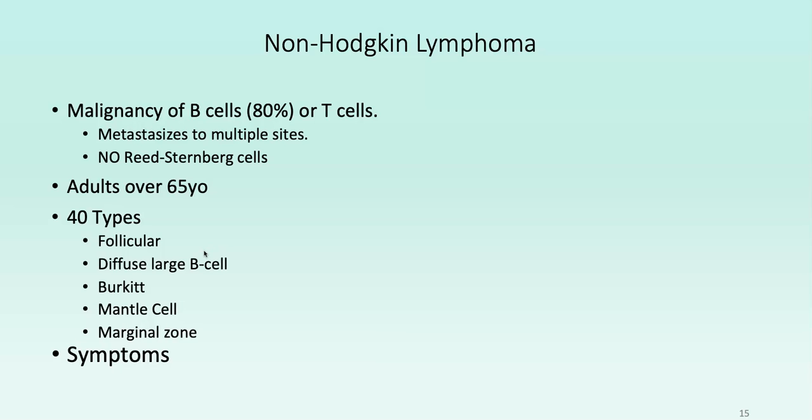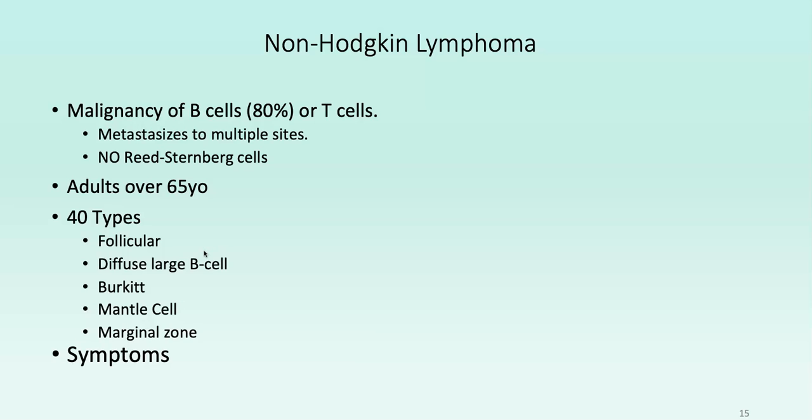80% of cases involve the B cells. 95% of cases occur in adults, with half of those being over 65 years of age. So this is primarily a disease of the adult. There are over 40 different types of non-Hodgkin lymphoma. The most frequent kind are the mature B-cell non-Hodgkin lymphomas.